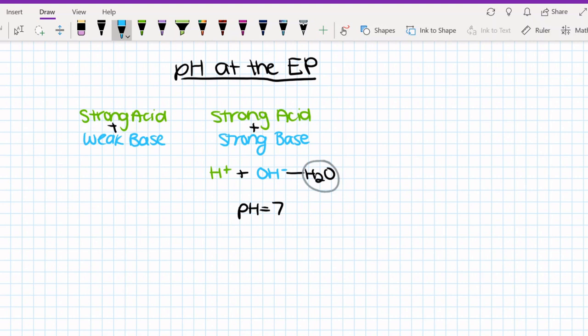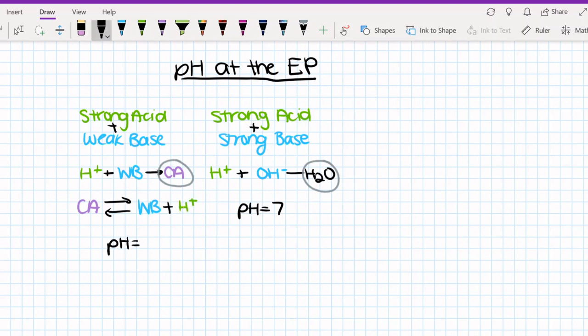For any strong acid and weak base reaction, the strong acid and weak base will react to form the conjugate acid. The conjugate acid will partially dissociate, producing the weak base and the hydrogen ion. Because of this, the solution will be acidic and the pH will be less than 7.